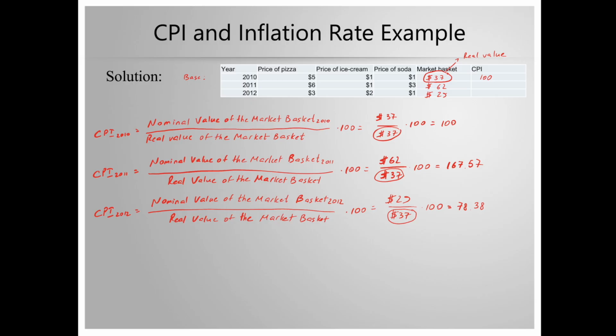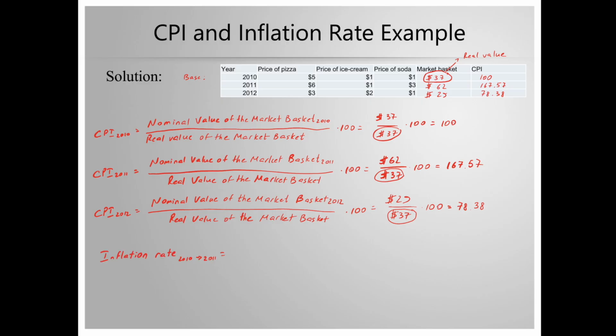Now we can fill out this table. CPI in the base year should be 100, and it is. CPI in 2011 is 167.57, and CPI in 2012 is 78.38.